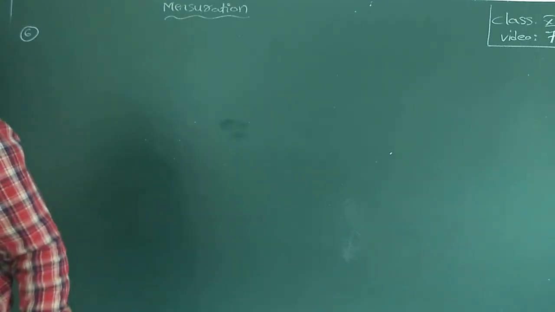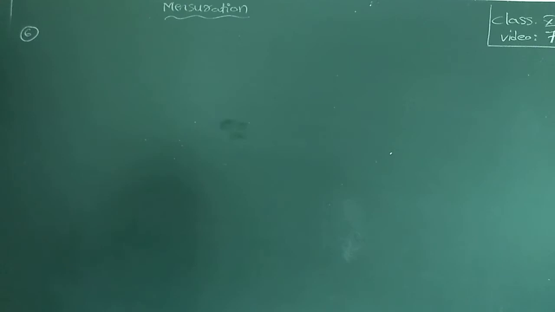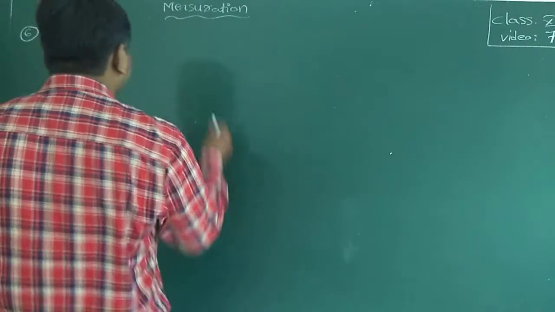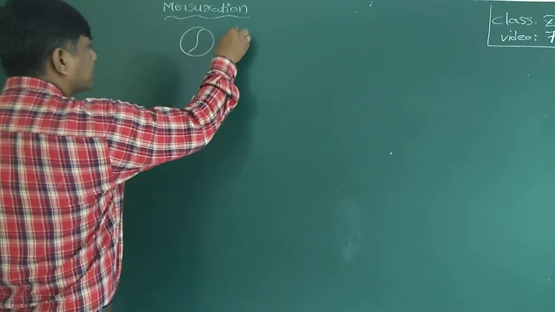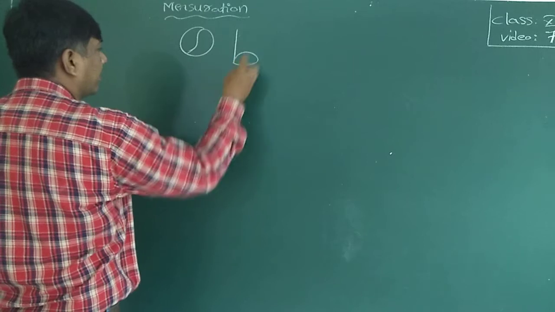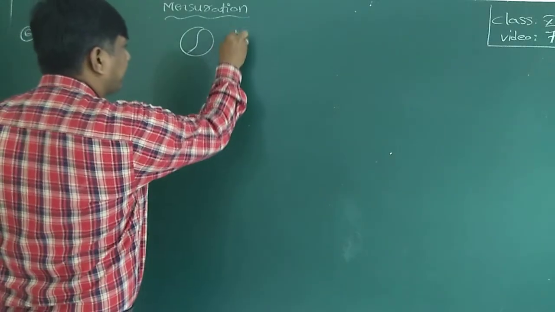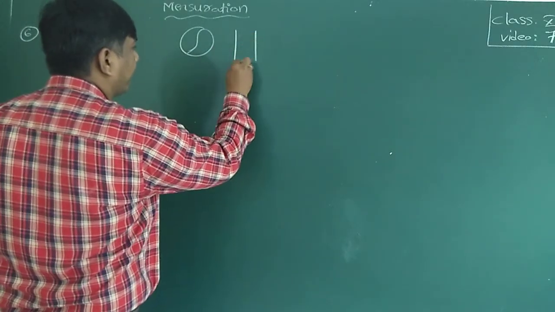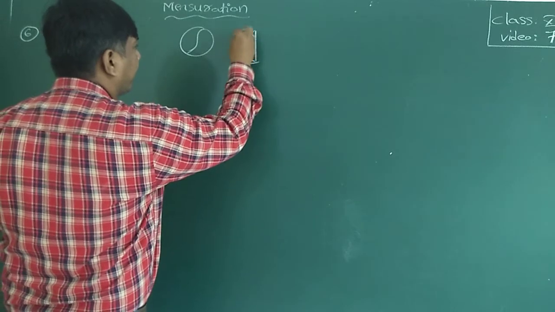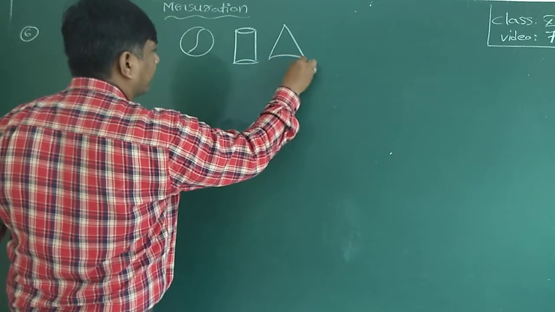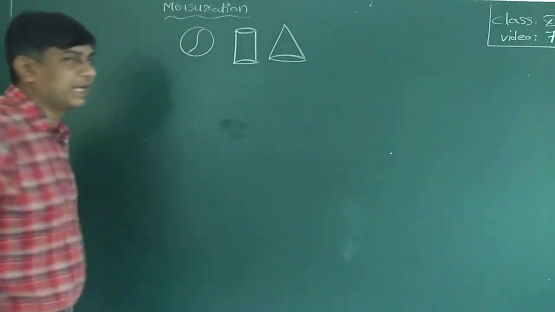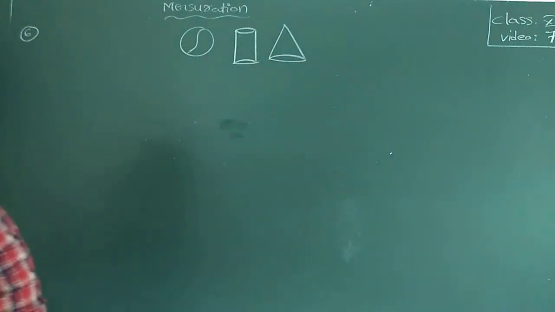A sphere, a cylinder and a cone have the same radius.